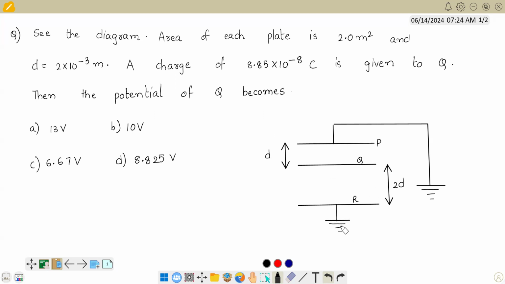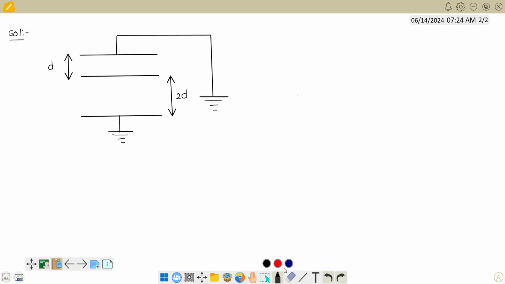See, this is a fancy way to represent that the potential at R is zero potential, the potential at P is also zero potential. So when both are at the same potential, we can actually connect these 2 points. Let us see how we are supposed to solve this. So this is given as P, this is given as Q, and this is given as R. Since these two are at same potential, we can directly connect P and R. This will form a capacitor C1. This will form a capacitor C2.